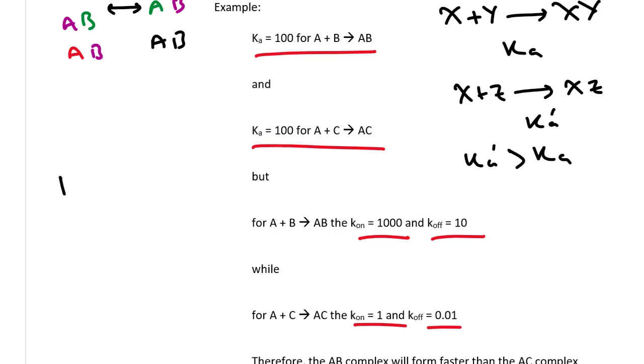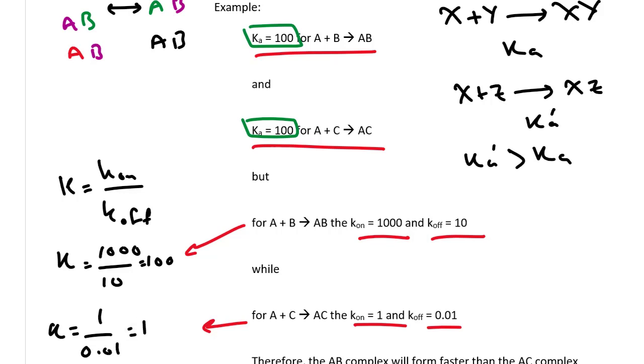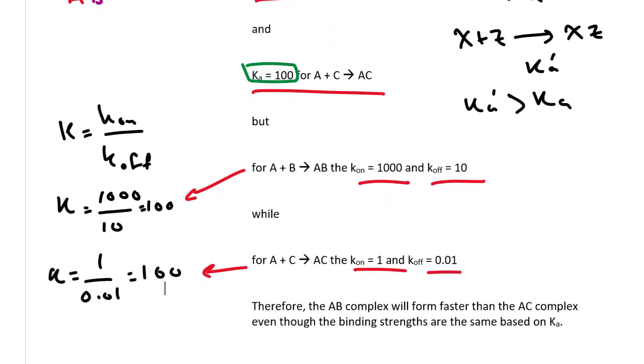If I use the equation K equals K on over K off, well, for this one, I have K equals 1000 over 10, which equals 100. So we're good there because our equilibrium constant, our Ka, is 100 for both, right? So for the second one, right here, using these numbers, K equals 1 over 0.01, which is also 100. So we're good with those. Therefore, the AB complex will form faster than the AC complex, even though the binding strengths are the same based on the Ka.